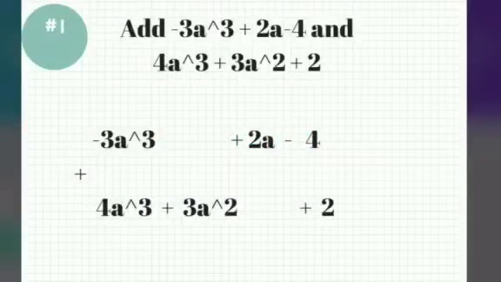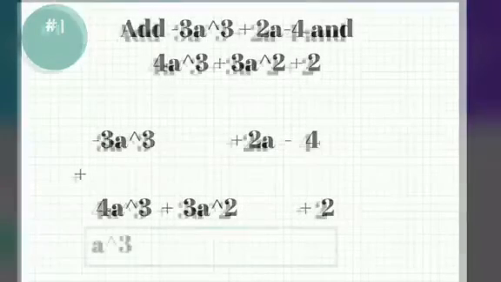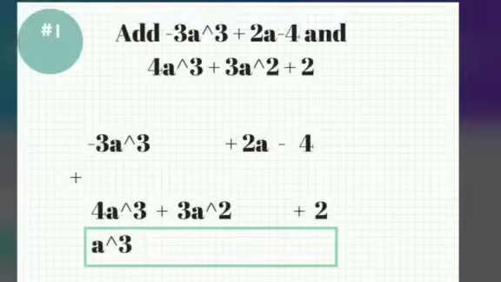In this example, you are asked to add negative 3a raised to 3 plus 2a minus 4 and 4a raised to 3 plus 3a raised to 2 plus 2. The first thing you need to do is add negative 3a raised to 3 plus 4a raised to 3, which will give you a sum of 1. Remember, you do not need to write 1, so bring down a raised to 3.